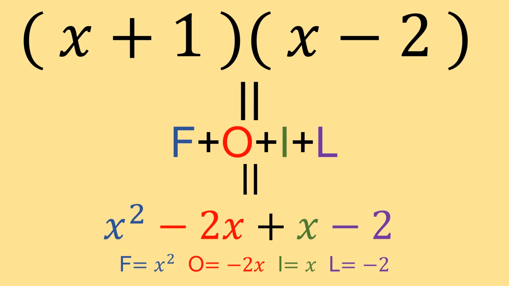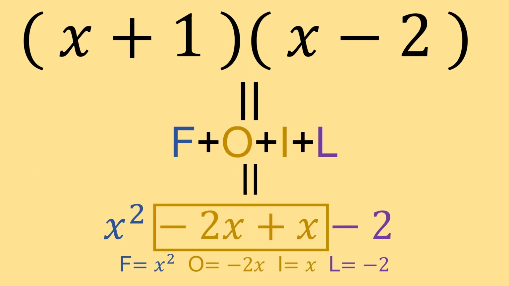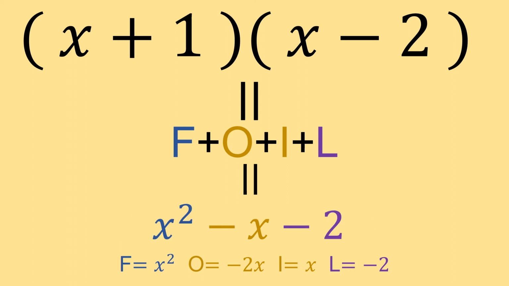Be sure to look for like terms. In this case, we have negative 2x and x. They have x with the same power, and so we can add those two values together. And so the product of our two binomials is x squared minus x minus 2.